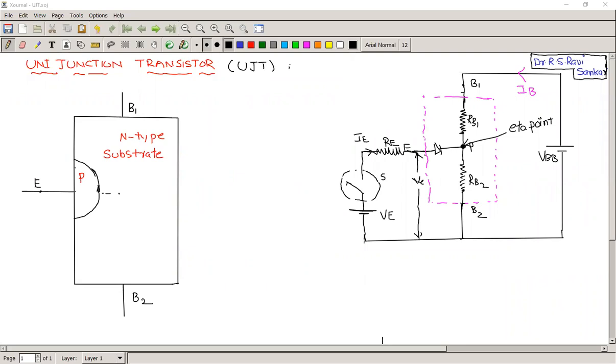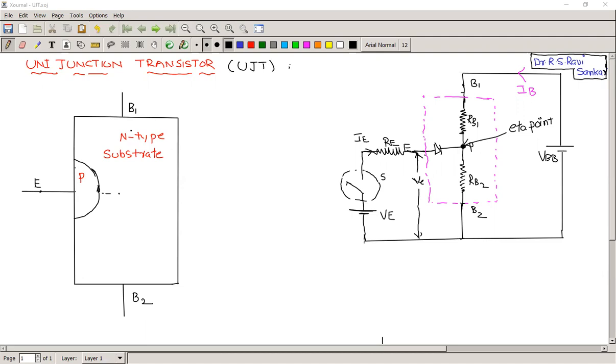In this class, we are going to discuss one more device, that is the unijunction transistor. It is also a three-terminal device. That's why we are calling it a transistor. So why are we going to study this device? By means of this device, you can generate gate pulses to the SCR, because this device has a negative resistance region. That negative resistance region we are going to see later.